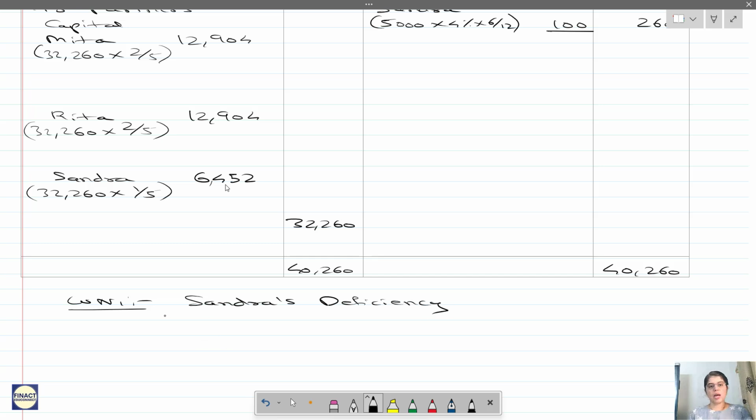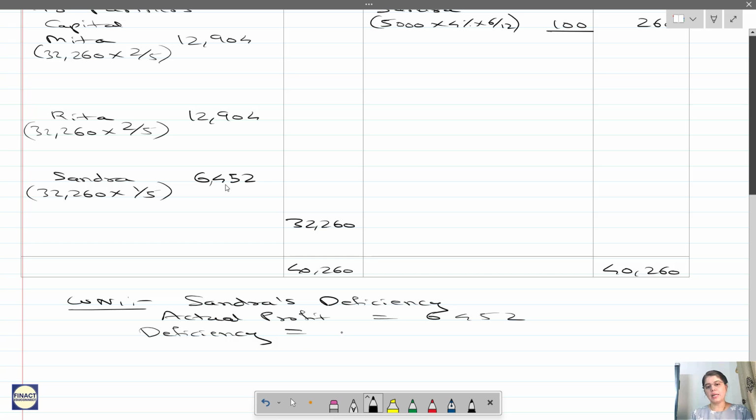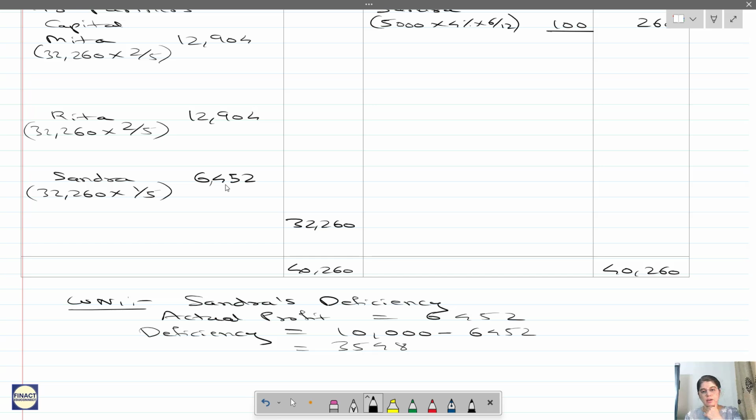Okay, so actual profit share is 6452, correct? So deficiency is guaranteed profit, that is 10,000 minus 6452, that is a deficiency. So how much is the deficiency? 3548, and this 3548 will be given by whom? It will be given by Meeta, because it is partner to partner. So reduce it from Meeta and add it to Sandra.